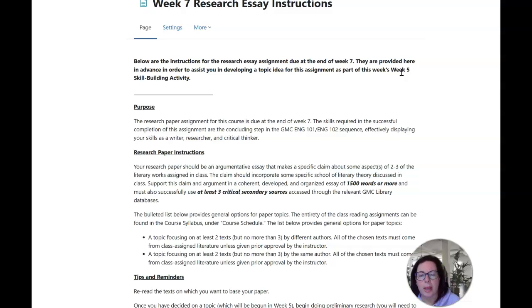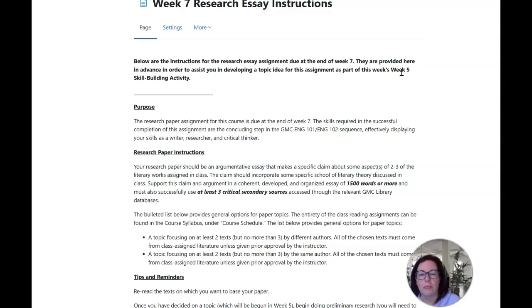Occasionally I get a little bit of pushback. It's like, well, the GMC library may not have what I like. I guarantee that everything that you need is going to be in that library. And one of the reasons that we have you use the GMC library instead of just doing a general Google search is, number one, I already know you know how to use Google.